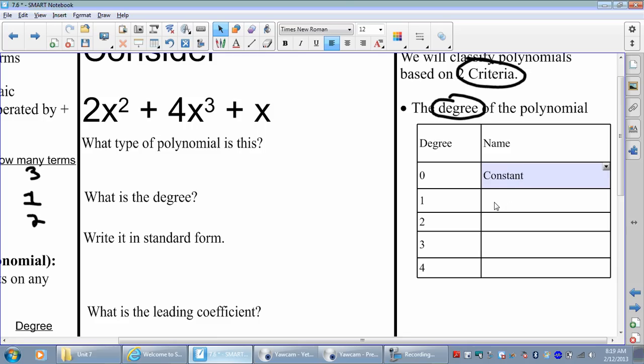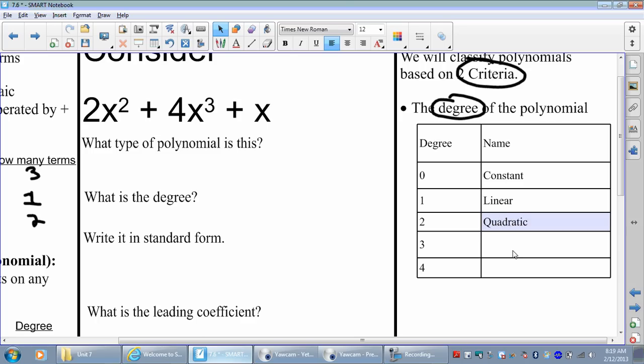Now, if it's degree 1, and we've been working on these, that was all of Unit 5, things that are degree 1, meaning the x is to the power of 1. We call those linear. Degree 2, if you remember back earlier in the year when we were graphing, when the x was squared, those graphs formed parabolas, the family of function that is a quadratic. Now 3 is going to be called a cubic.